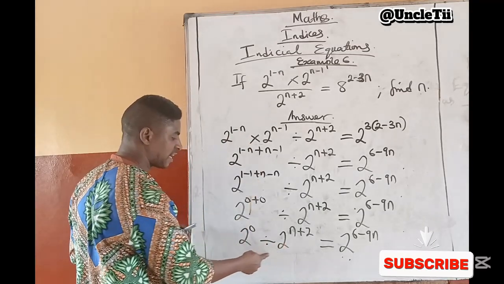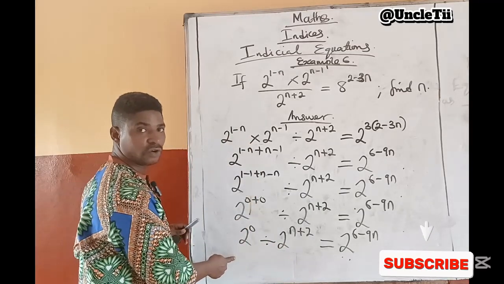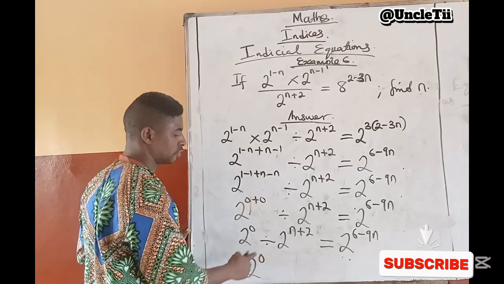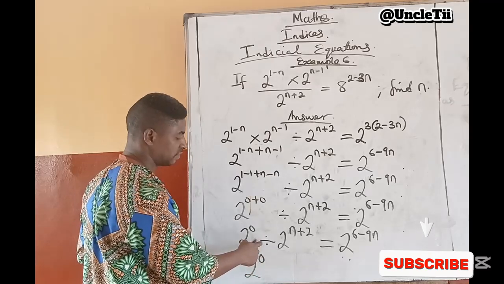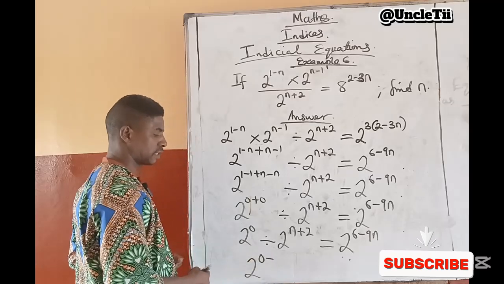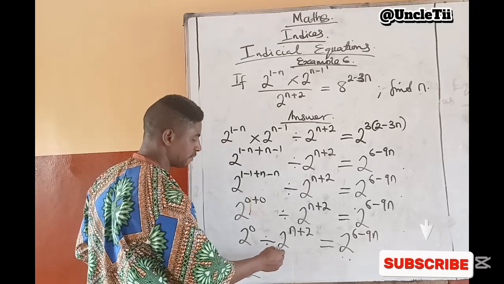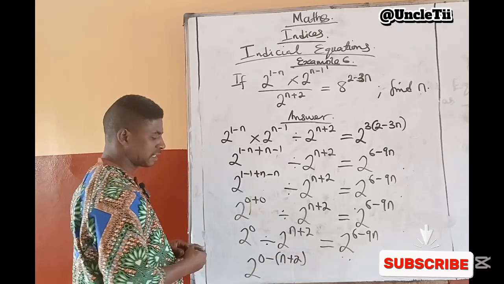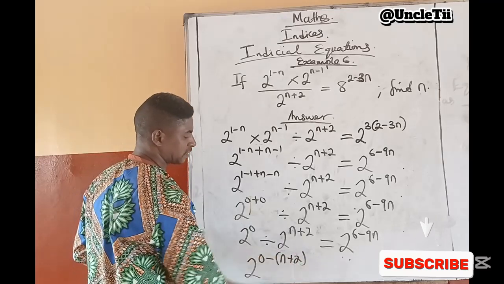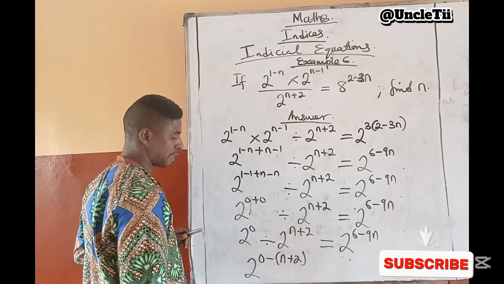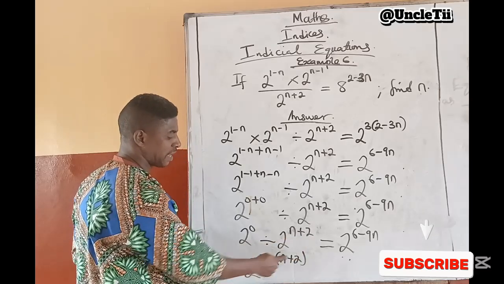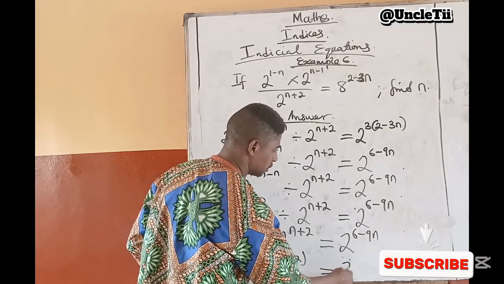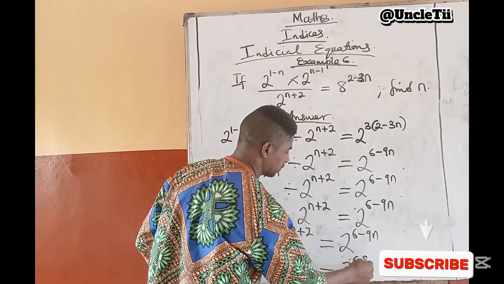Let us further simplify the left hand side using the second law of indices. That will give us 2 raised to power 0, and I know you will say division changes to minus, or subtraction. That is right. Bracket opens, n plus 2. Why the bracket? Because n plus 2 is a binomial, and this negative sign will affect both terms in the binomial. This is equal to 2 raised to power 6 minus 9n.